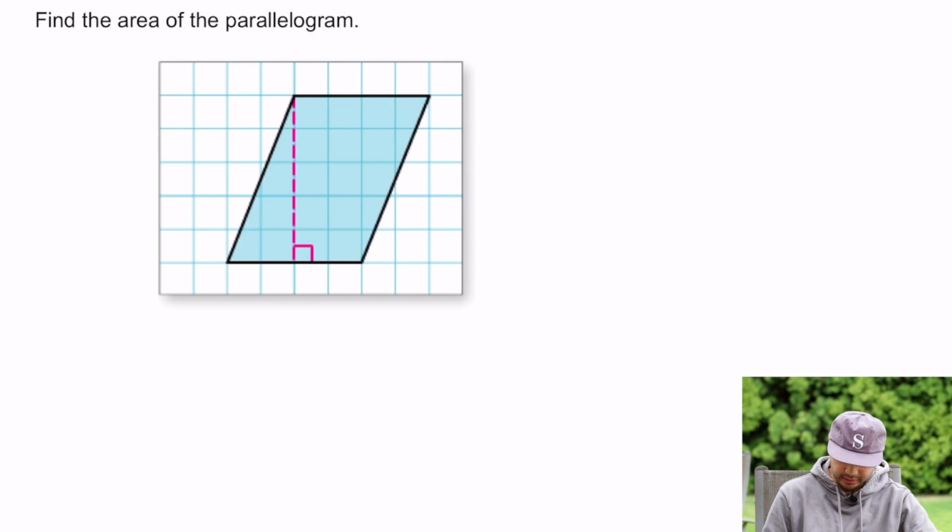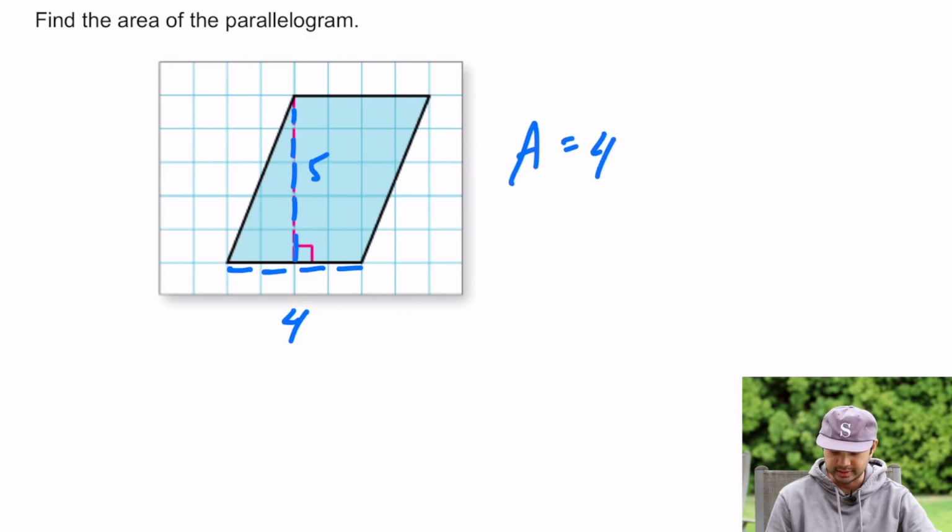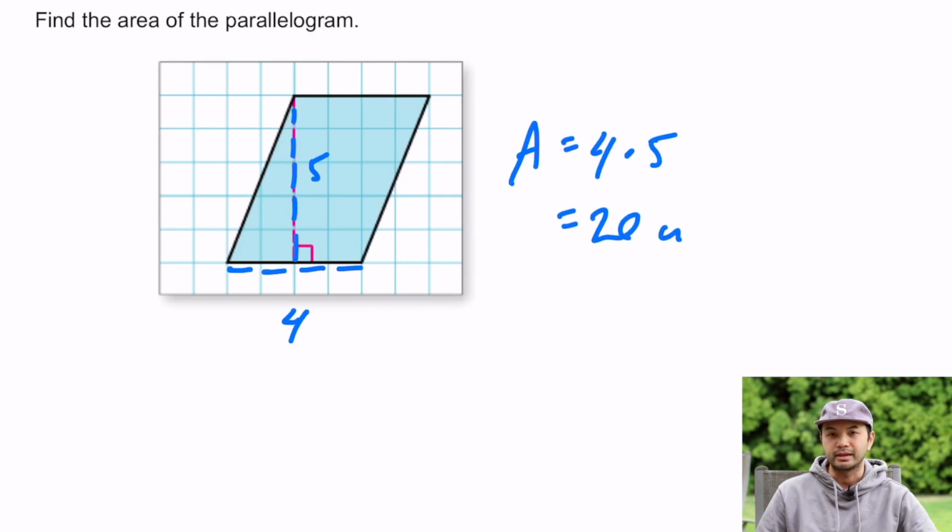This is 1, 2, 3, 4. So this is 4, and then the height, again, don't look at the slanted parts. That's not the height. The height is perpendicular to the base, so at a 90-degree angle. So here, 1, 2, 3, 4, 5. This is 5. So your area is the base, 4, times the height, 5, so 20, and then in this case, units squared.